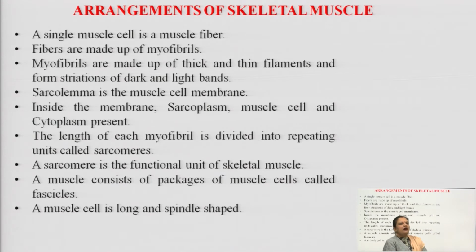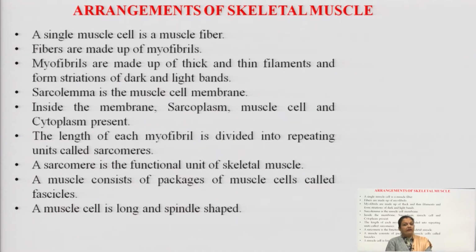Now, coming to the arrangement of skeletal muscles, how the different layers are arranged one over another. We start from the basic cells, then go to the tissues, and then to a particular organ. A single skeletal muscle cell is also considered a muscle fiber. Several fibers are made up of structures named myofibrils. What do these myofibrils do?